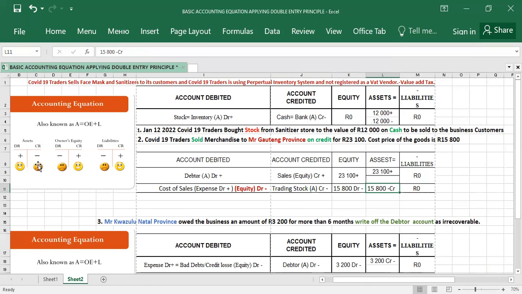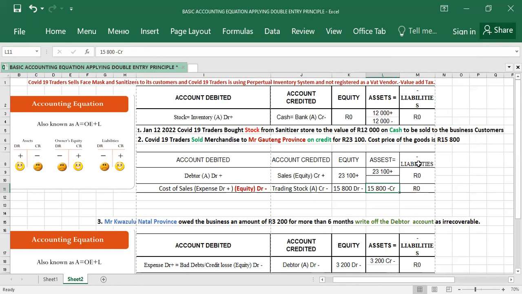So when the stock is out from our business, when we sell the stock, we are going to be crediting our inventory account or trading stock account. We can see the stock is out and the owner is feeling sad because we have sold the stock. Now, that stock later will be classified as an expense, and we debit our cost of sales. The owner still feels sad.